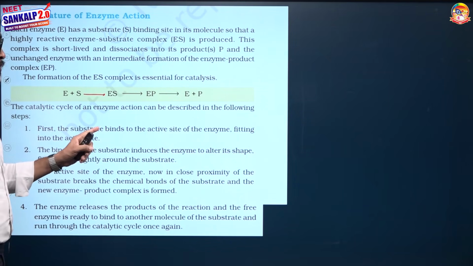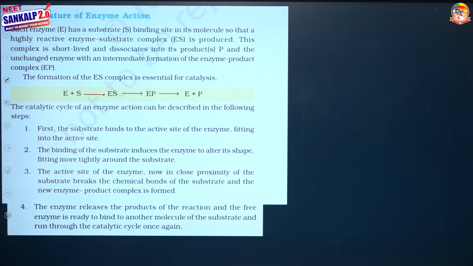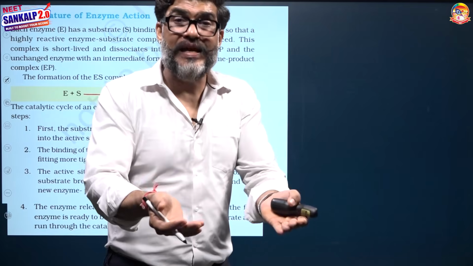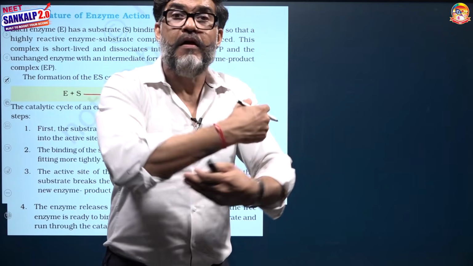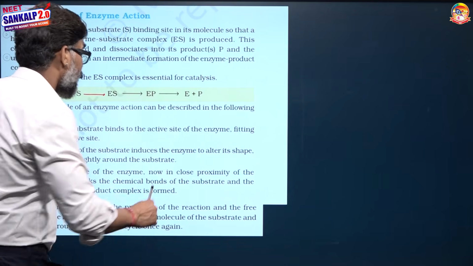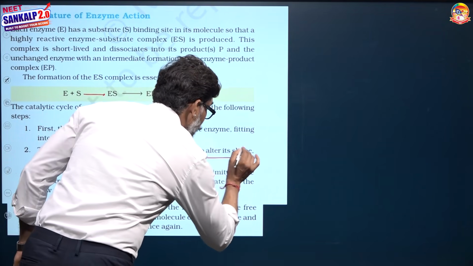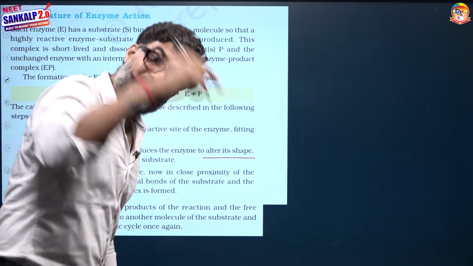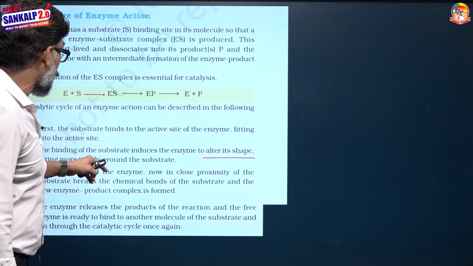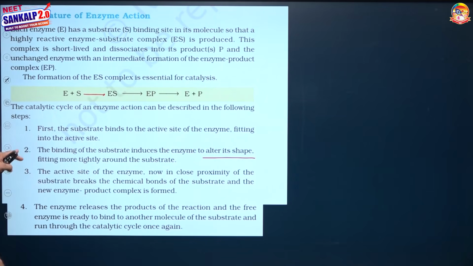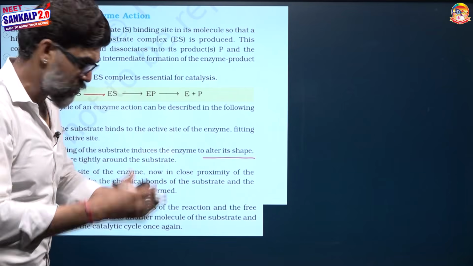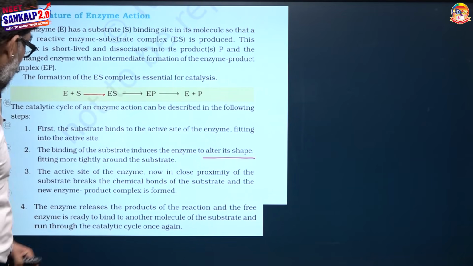First the substrate binds to the active site of the enzyme. Binding of the substrate to the active site leads to a change in the active site so that it can firmly attach to the substrate. The binding of substrate induces the enzyme to alter its shape, so that the fit becomes tighter around the substrate. The active site of the enzyme is now in the closest proximity of the substrate, so that bond making and breaking become more possible.